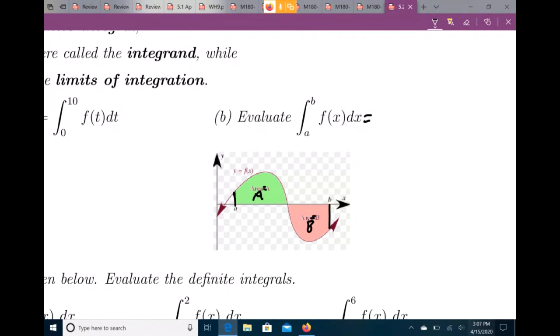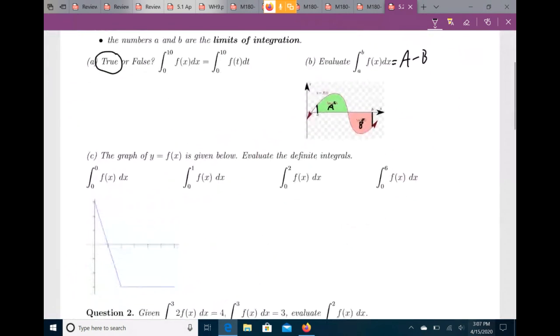So be careful: lowercase a and lowercase b are x coordinates. Those are your limits of integration. Yes, good. Capital A minus B. The definite integral gives you the net area. Area trapped between the curve and the x-axis that's above the x-axis, you take to be positive. Area that's below the x-axis, you take to be negative.